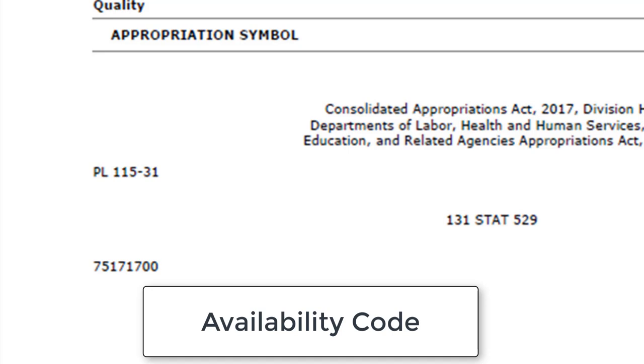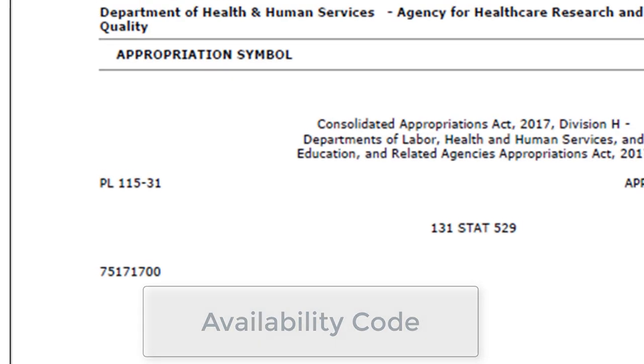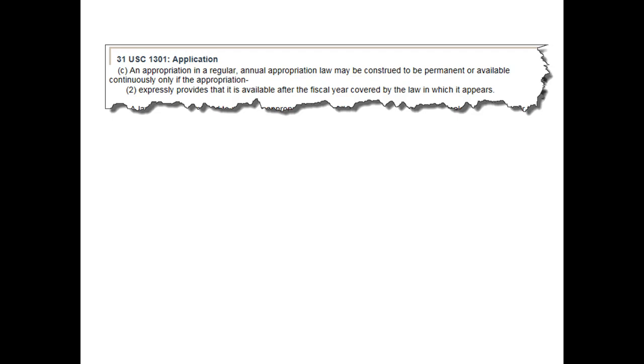Because Congress stipulates in the Appropriation Act how long the funds are available for obligation, it's important that the Treasury account reflect this in the warrant. How is this determined? The first thing to remember is that all funds appropriated in annual appropriations acts are considered to be annual, that is, available for only 1 year, unless specifically stated otherwise. There are 3 reasons for this.